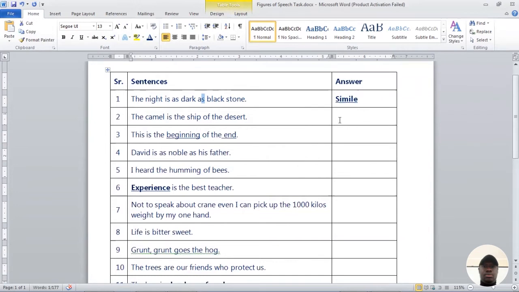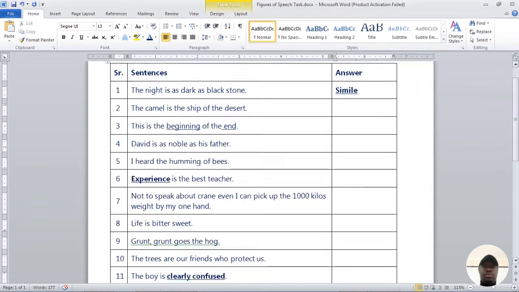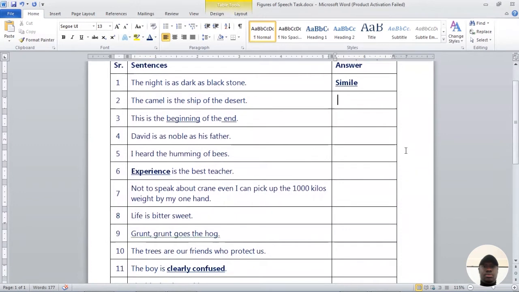Now let's look at number two. What figure of speech, please? Number two is a metaphor. Metaphor, correct. Move to number three. I underlined the two keywords there. Number three.